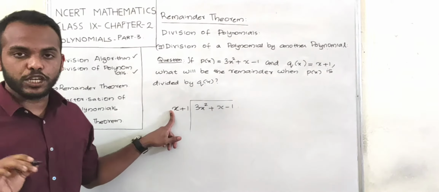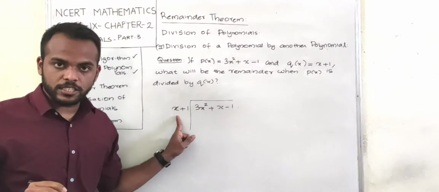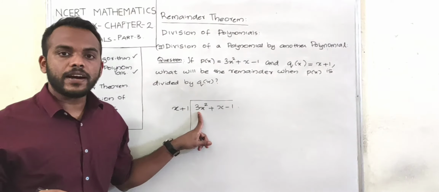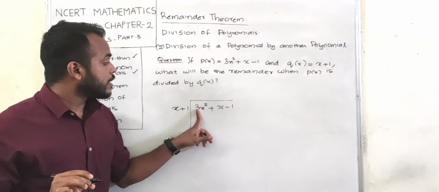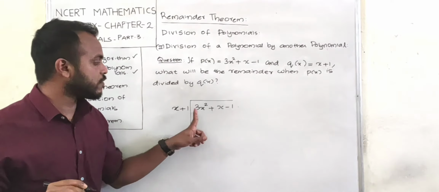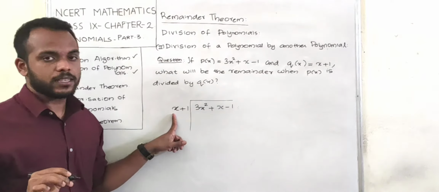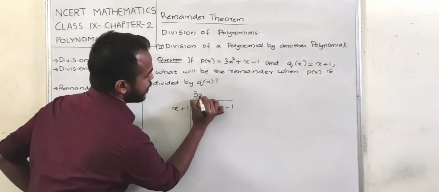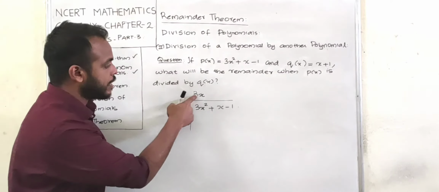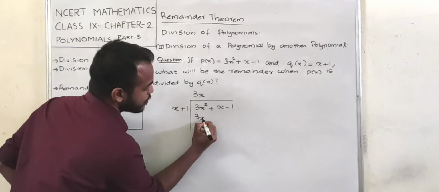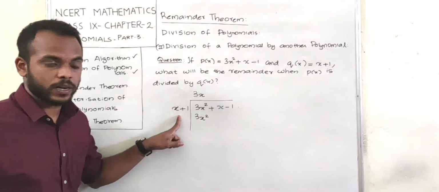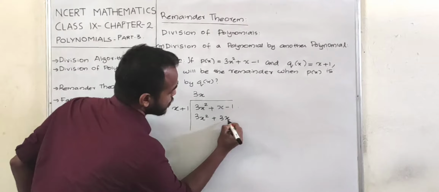Now the first step is to divide the first term of the dividend by the first term of the divisor. The first term of the dividend is 3x square, so 3x square by x. What is 3x square by x? It is 3x. Now do the process of multiplication with both the terms of the divisor. 3x into x is 3x square, then 3x into plus 1 is plus 3x.